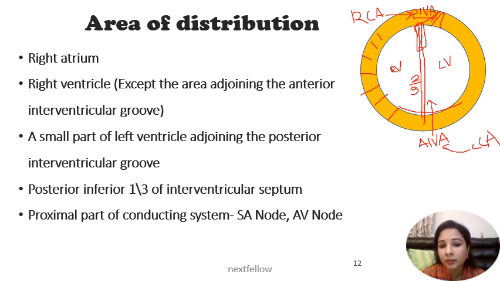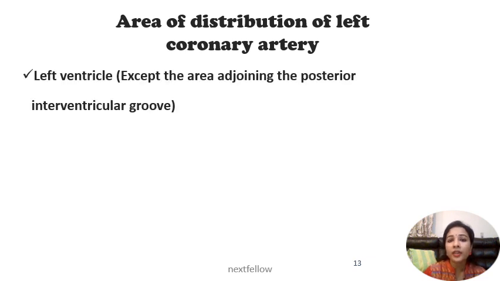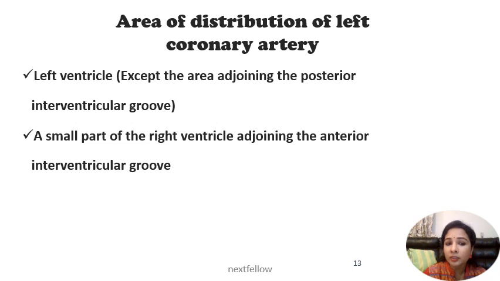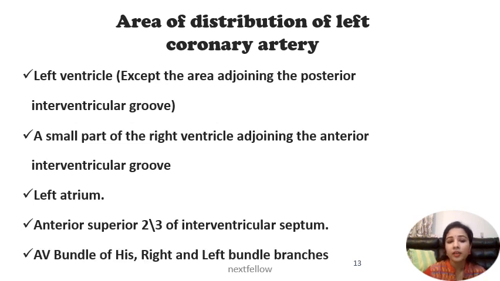The proximal part of the conducting system, mainly composed of the SA node and AV node, is usually supplied by the right coronary artery. Let's see the area of distribution of the left coronary artery. It supplies the left ventricle and a small part of the right ventricle adjoining the atrioventricular groove, as I just showed, the left atrium, and the anterior 2/3 of the interventricular septum. It also supplies the rest of the conducting system, that is the distal part, which consists of the AV bundle of His and the right and left bundle branches.